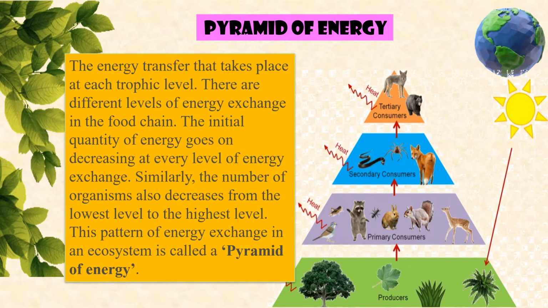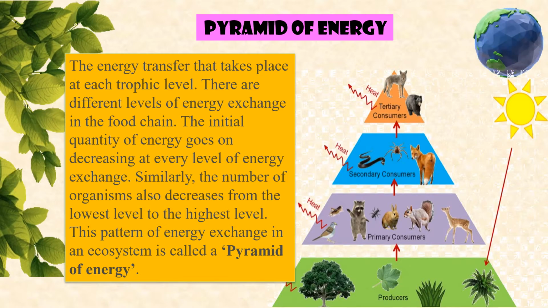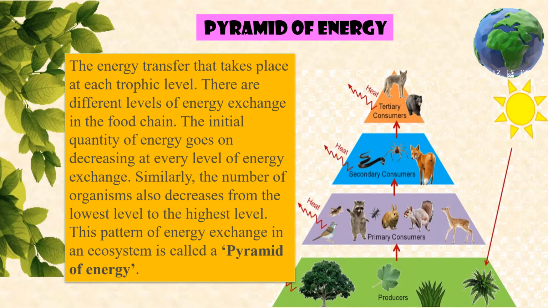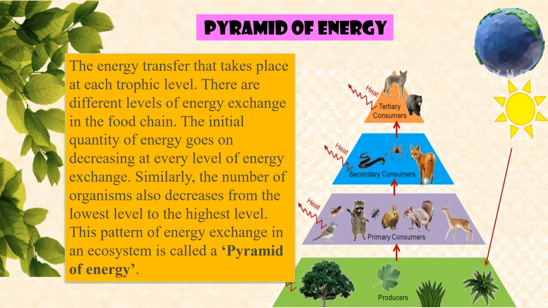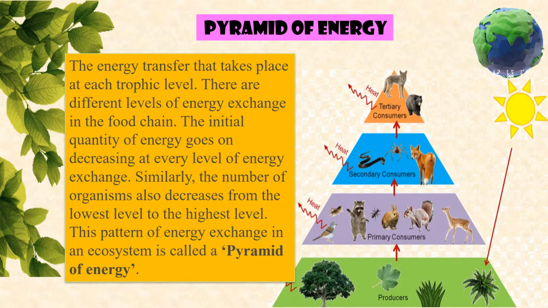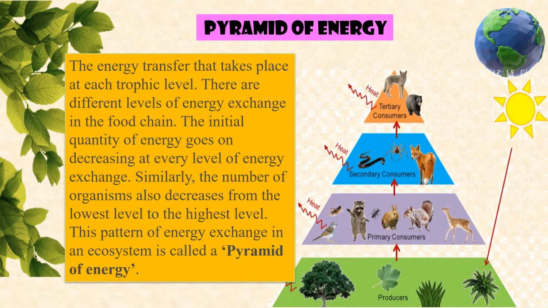Okay, from producers it goes on to the primary consumers, from the primary consumers it goes on to the secondary consumers, from secondary consumers it goes to the tertiary consumers, and at each level heat is given up. Okay, so there are different levels of energy exchange in the food chain. The initial quantity of energy goes on decreasing at every level. Okay, energy keeps on decreasing at each and every level as you go up.